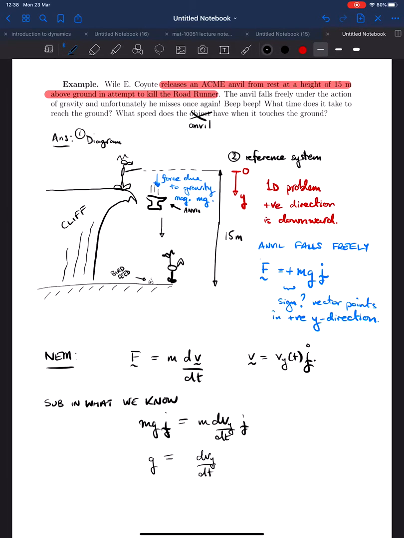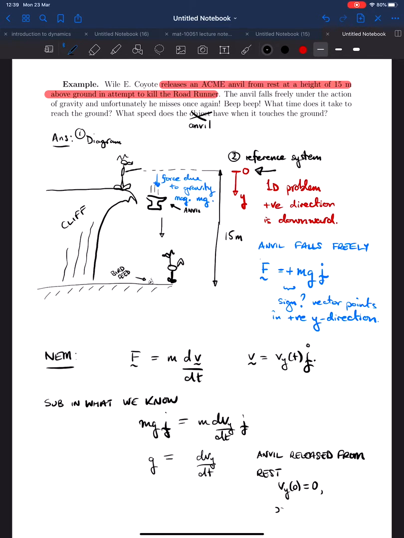So with this in place, we're ready to start computing what the velocity is, but we need some initial conditions. So remember that the anvil is released from rest. What does it mean? It means that vy of t at t equals 0, so v of 0 is 0. Initially it's not moving. He holds the anvil and then he just lets it go. Also, remember that our reference system starts where the coyote drops the anvil.